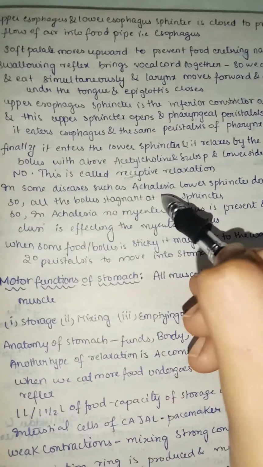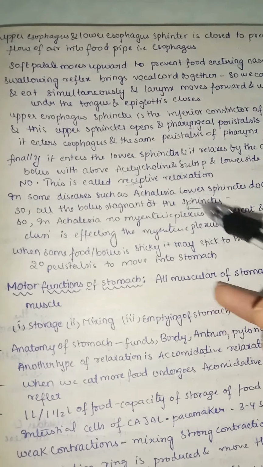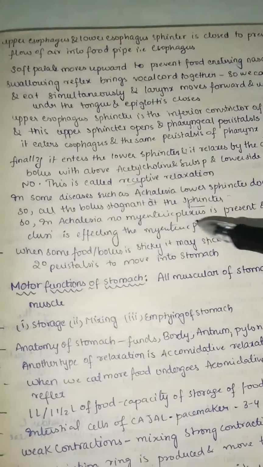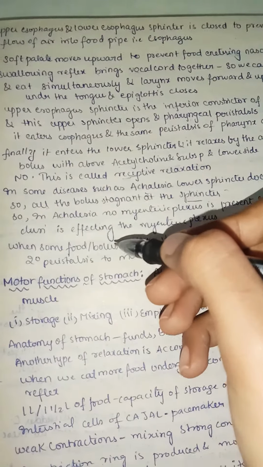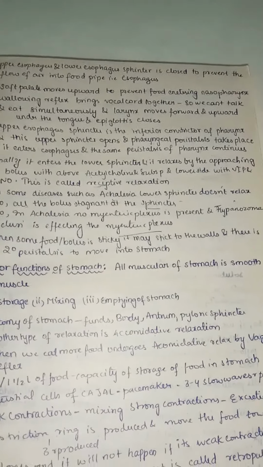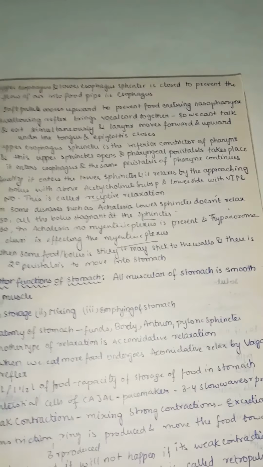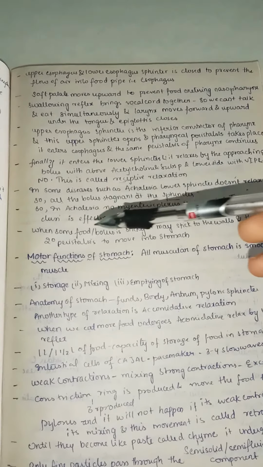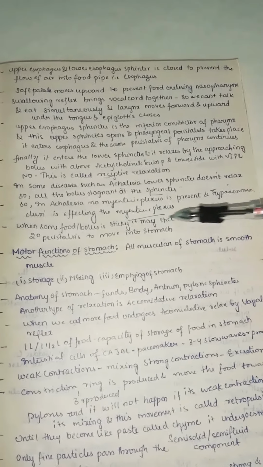So in some diseases like achalasia, the lower sphincter doesn't relax, so all the bolus stagnates at the sphincter. In achalasia, there is no myenteric plexus present, and Trypanosoma cruzi is affecting the myenteric plexus. We have a microorganism, Trypanosoma cruzi, affecting this myenteric plexus. And when some food or bolus is sticky, it may stick to the walls and there is secondary peristalsis to move it into the stomach.